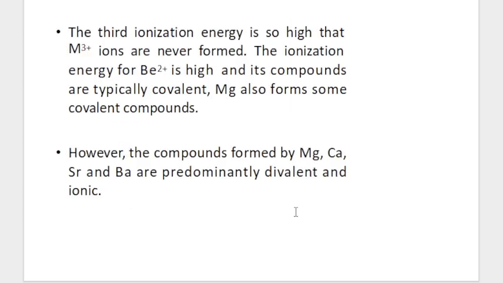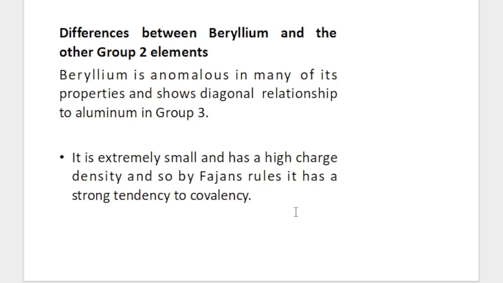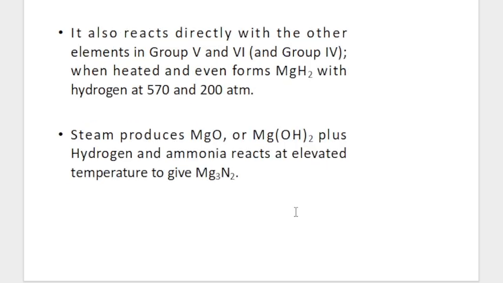Moving ahead, if we then are to consider the different reactions that occur in your group 2 elements, magnesium is more electropositive than the amphoteric beryllium and reacts more readily with most of the non-metals. It ignites with halogens, particularly when they are moist, to give magnesium halide, and burns with dazzling brilliance in air to give your magnesium oxide and your magnesium nitride.